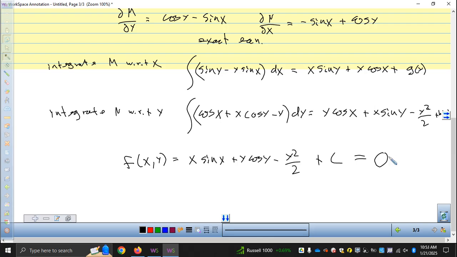Did I write that right? This should be x sine y. There's sine y. And then this is y cosine x, is that right? I switched my x's and y's there.